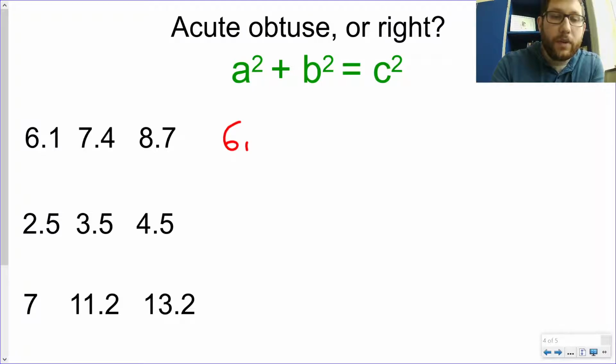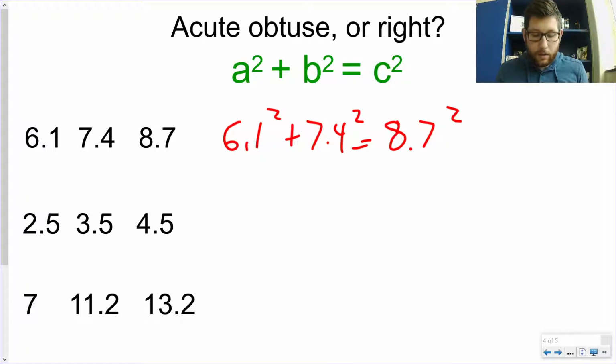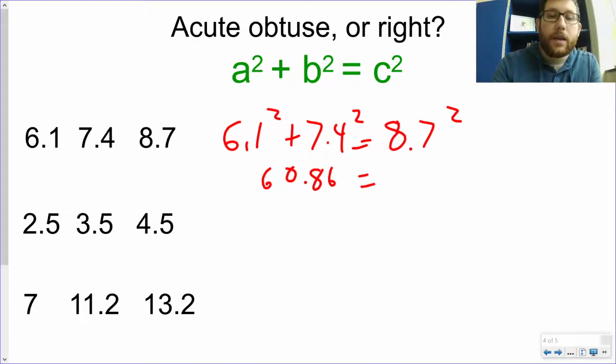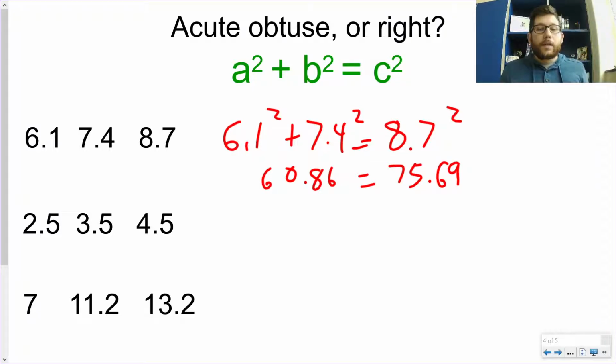On this first one, 6.1 squared plus 7.4 squared is equal to 8.7 squared. All right, so 6.1 squared plus 7.4 squared, I get 60.86. And I got 8.7 squared on the other end, and I end up with 75.69. All right, so here's the question. If they are equal, it's right, but they're not equal.